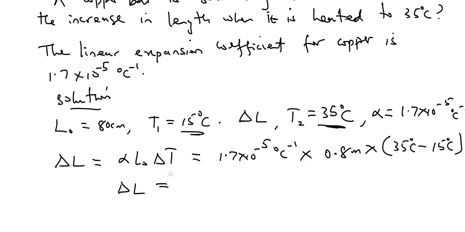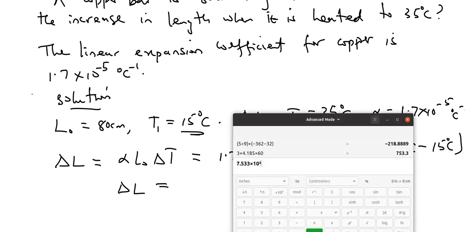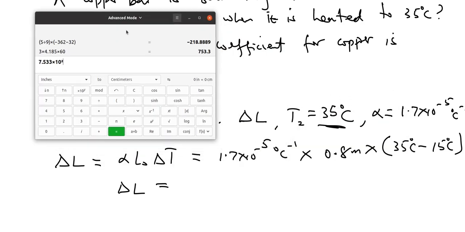If you take out your calculator and multiply, we have 1.7 times 10 to the power minus 5, multiplied by 0.8, multiplied by 35 minus 15. That will give us 2.72 times 10 to the power minus 4.